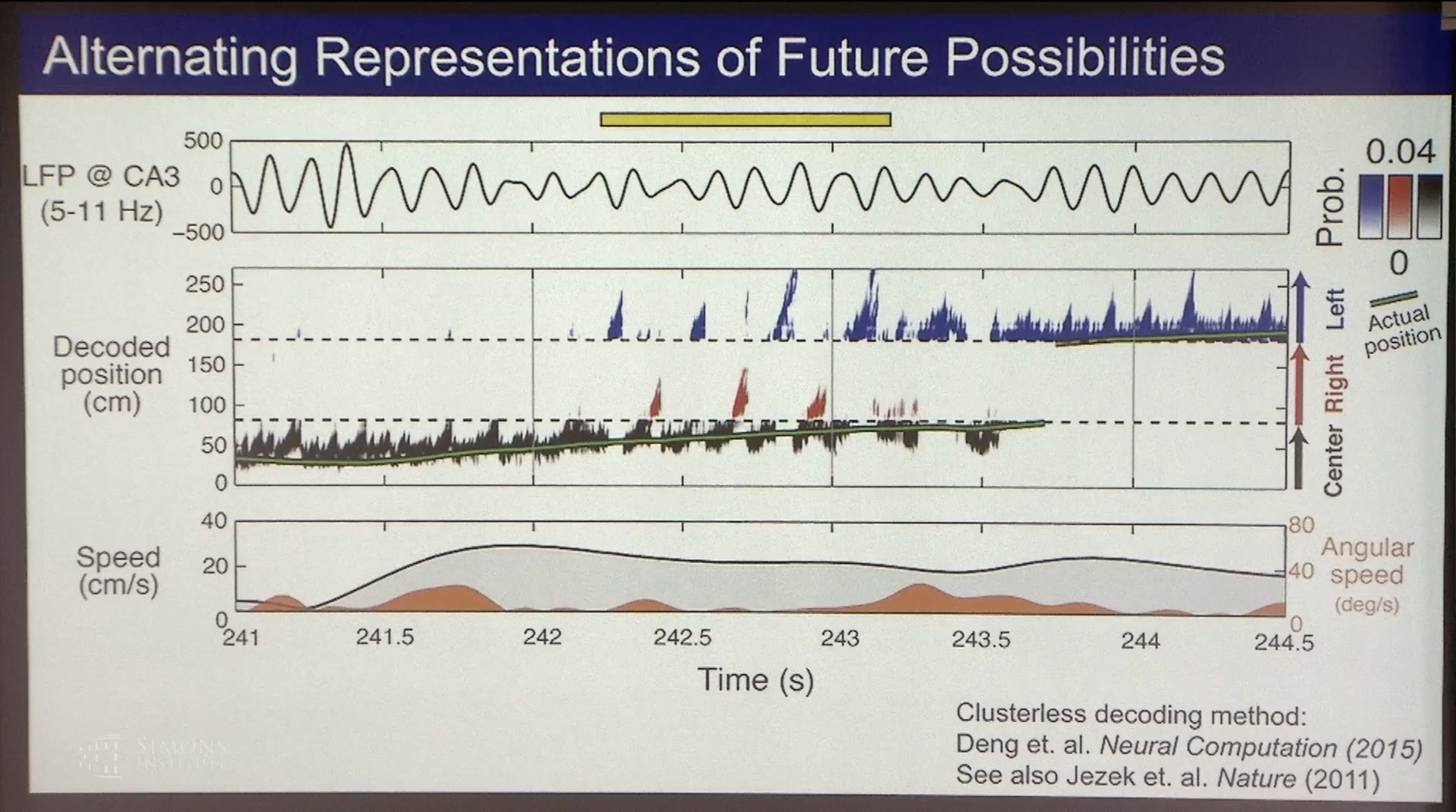All right? So this is the system alternating at 8 hertz between what looks like representations of future possibilities until it seems to settle on one. And I will say, I had no idea the brain could do this. I think it's kind of neat to think about, as one makes one's own decisions about what routes to take in life, that something underlying like this might be going on.